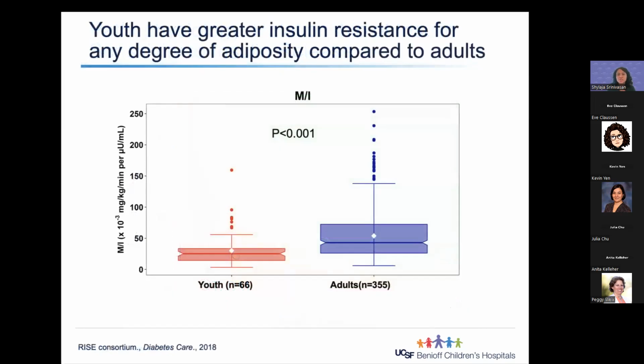So when we compare children and adults, there are some key differences that emerge. This is data from a study called the RISE study, where they compared both youth and adults with early onset type 2 diabetes and prediabetes, and they did hyperglycemic clamps to compare the physiology between these two groups. Shown here is data on insulin resistance from the hyperglycemic clamp on the y-axis. What RISE found was that for any degree of adiposity, it didn't matter what the degree of adiposity or obesity was, youth had greater insulin resistance compared to adults.